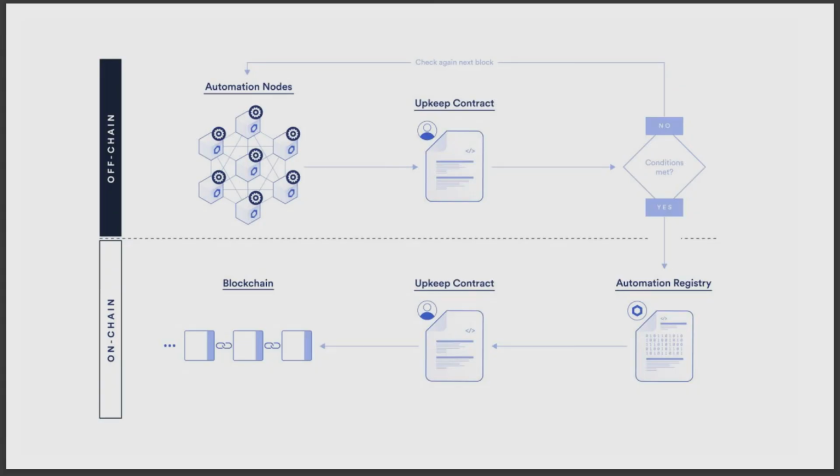And this is the workflow we are doing. We have the automation nodes that are checking the conditions for you. And only when the condition is true, we send a transaction to the blockchain.